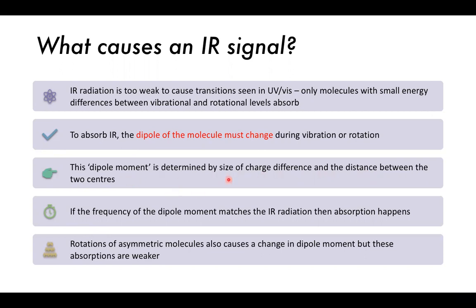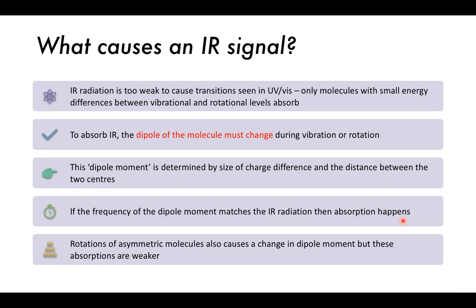So really this is just a fancy way of saying that on one of the atoms, there's more negative charge than the other, and how far apart are they? If the frequency of the dipole moment matches the IR radiation, then absorption happens. So this is similar to the UV-vis. We scan across all of the different wavelengths and different wave numbers, and then we see where the absorbances happen.